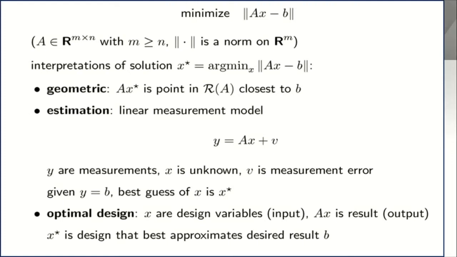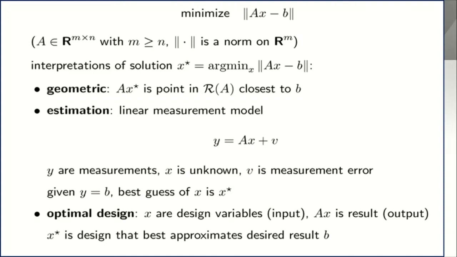Minimize norm of Ax minus b. Interpretation of the solution: x star equals argmin over x of norm of Ax minus b. In geometric terms, Ax star is the point in the range of A closest to b.